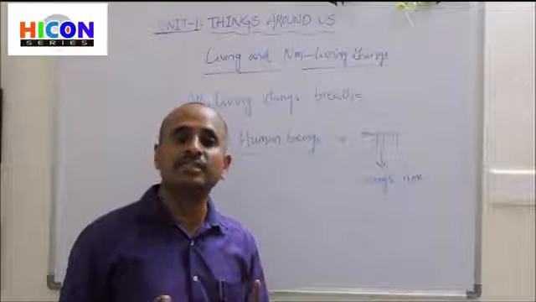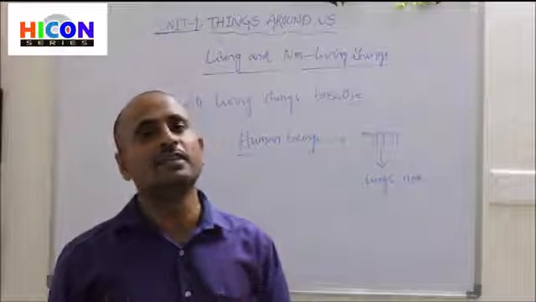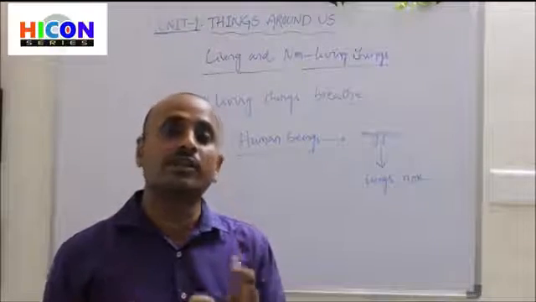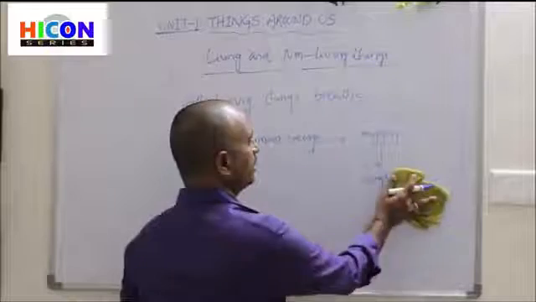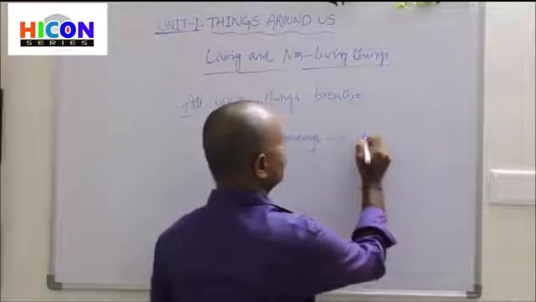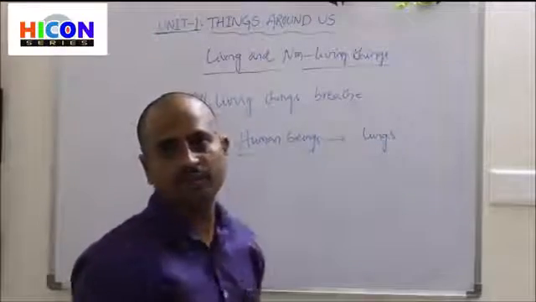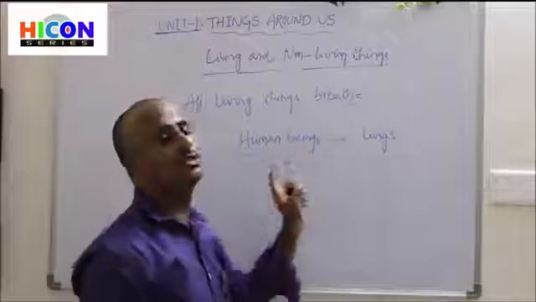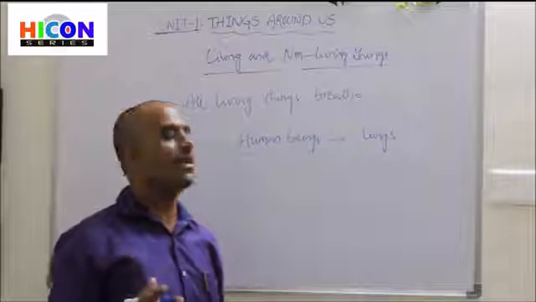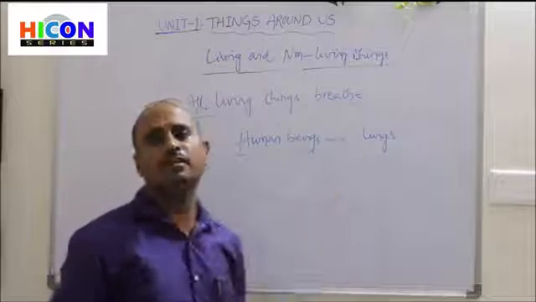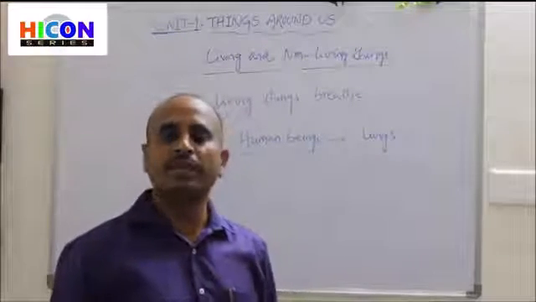So all the living things will breathe, but the way of taking oxygen, that means the way of breathing, is different in different living things. Different living things take oxygen with the help of different organs. For example, human beings will take oxygen through lungs. So lungs are the respiratory organs. Human beings, and also most of the animals and most of the birds, have lungs as the respiratory organs. That means through the lungs they will breathe oxygen into their bodies.